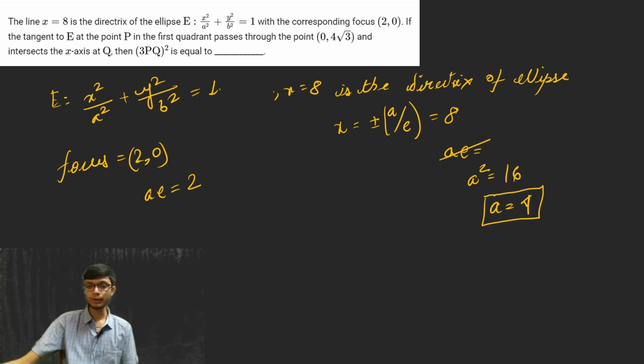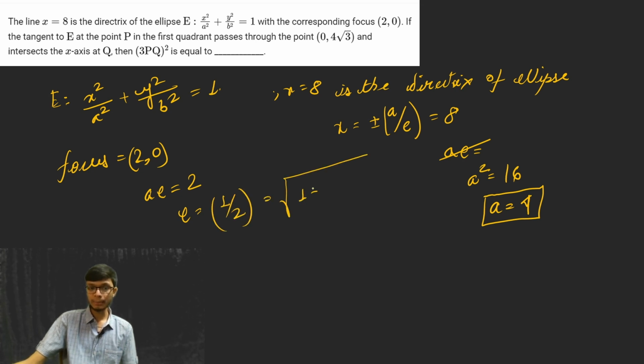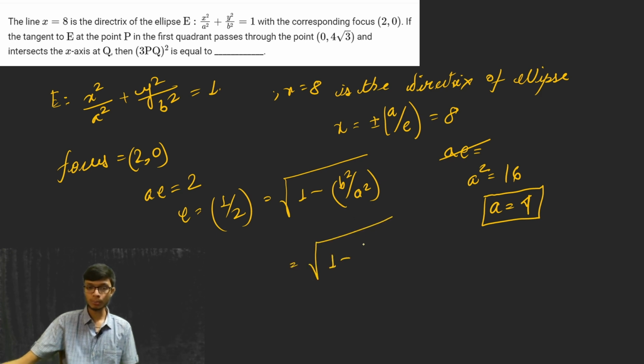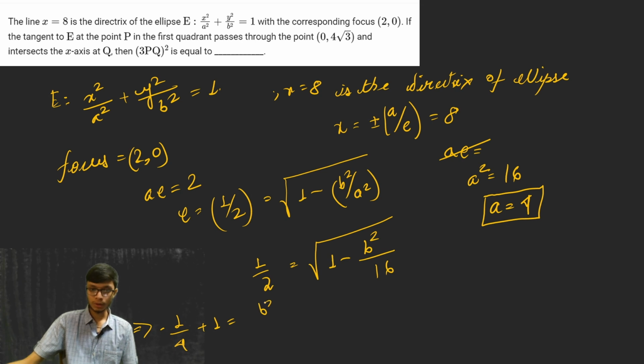And if I have a as 4, I can substitute and get e as half. And if I have e as half, I can definitely get the b value, because eccentricity is equal to square root of 1 minus b square by a square. So this will be equal to square root of 1 minus, b square divided by a square is basically b square by 16. And e is half, so if you square both sides, it will be 1 by 4. So 1 by 4 minus 1, plus 1, is equal to b square by 16.